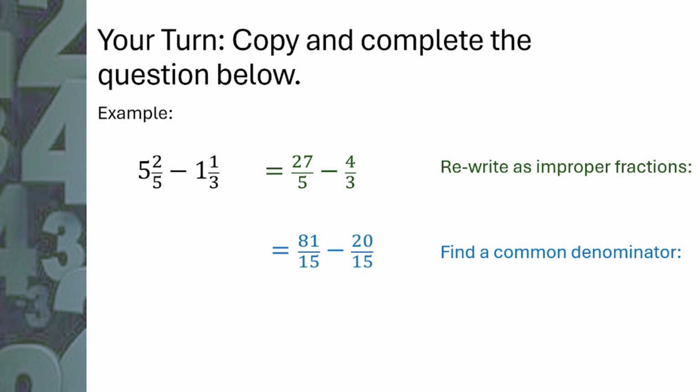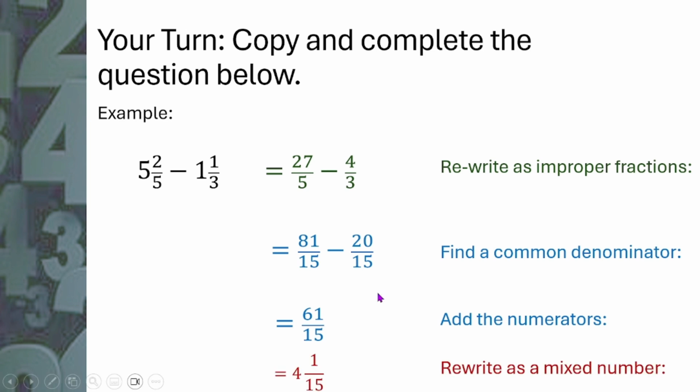Now remember, this is where the change comes in, because we're going to subtract the numerators. 81 subtract 20 is 61. We then need to simplify. So we're going to say, how many times does 15 go into 61, and what is the remainder? Well, 4 times 15 is 60. So we'll have a whole number of 4. But remember, 4 times 15 is 60. We wanted 61. So we have a whole number 4 and a remainder of 1. 4 and 1 over 15 is our final answer.